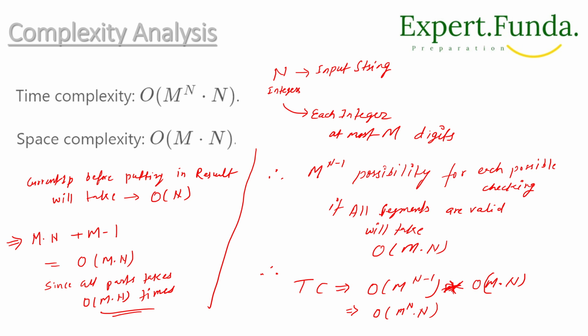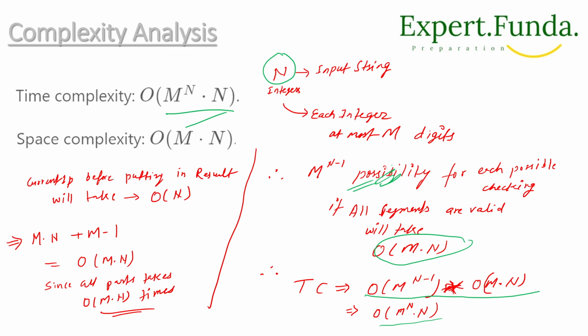Now if we talk about the complexity, we have already understood, right, in which we have taken all the strings into integers, right? And for each integer we have to go for m integers, right? So there is a total of m minus 1 possibilities we have for each checking and validating, right? So the whole segment is valid, so it will take O(m times n). And similarly, if we calculate the time complexity, we will multiply this, so O(m to the power n), and this will come.